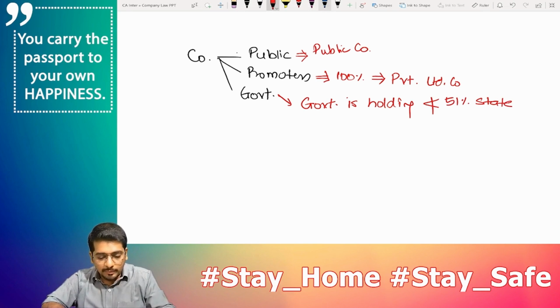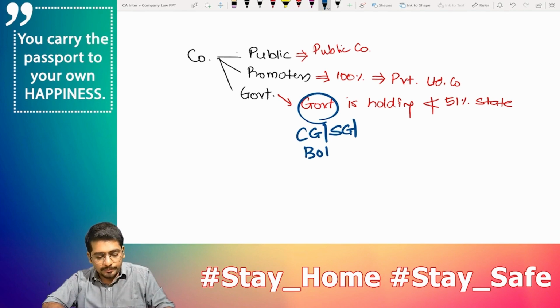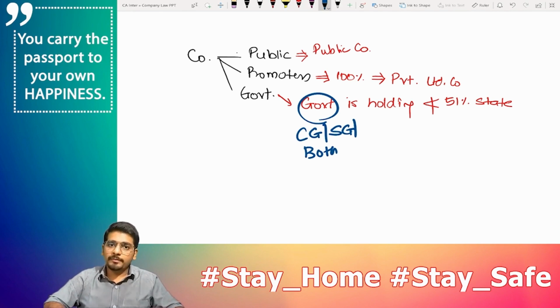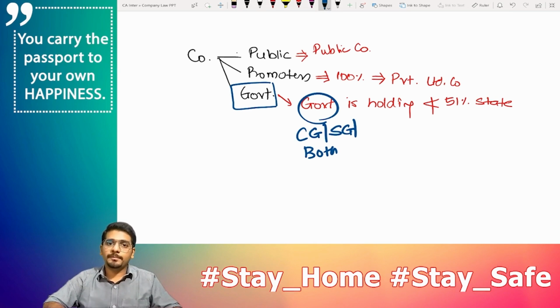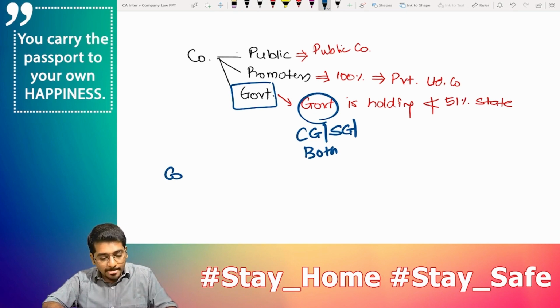Now, when I'm using the word government, it can be CG or SG or both. Meaning the central government or the state government or both. Understood? If they are holding majority stake in your company, then it will be known as a government company. Simple, understood, clear? Okay.